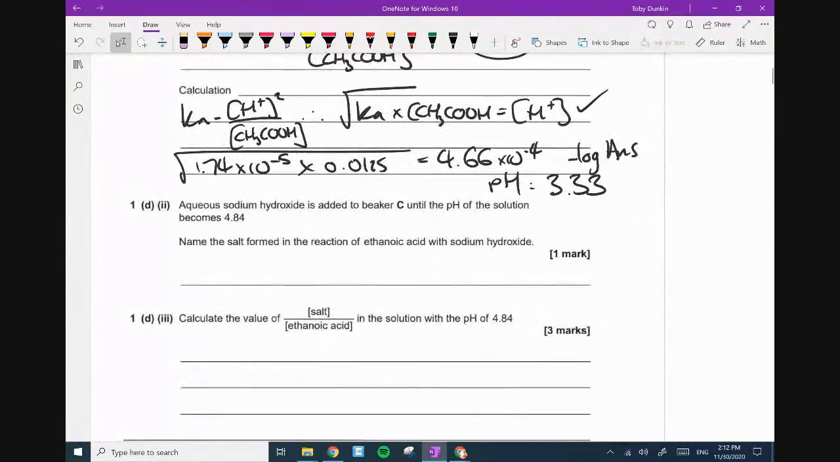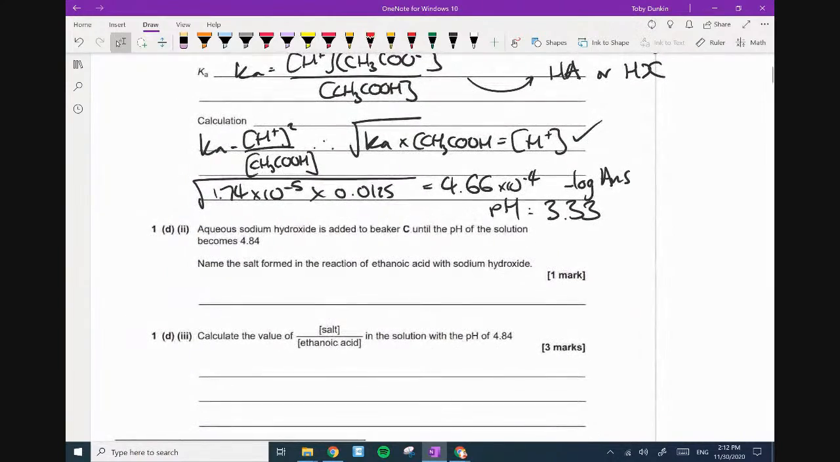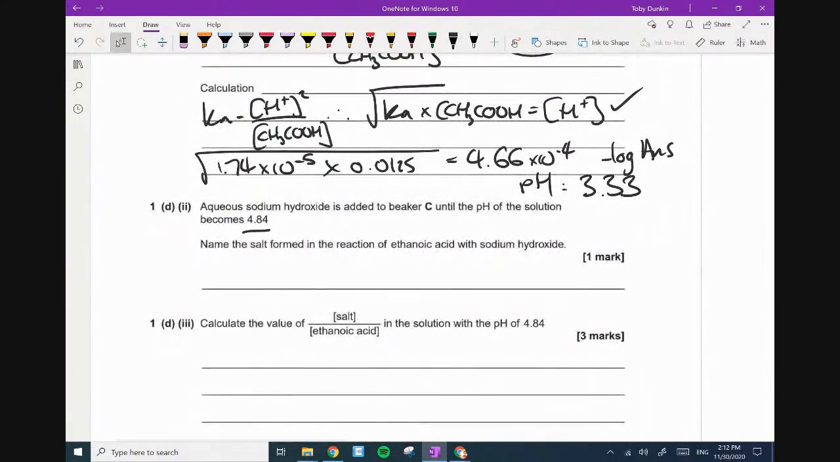Next, aqueous sodium hydroxide is added to the beaker until the pH becomes 4.84. Name the salt formed in the reaction. Name, not formula.